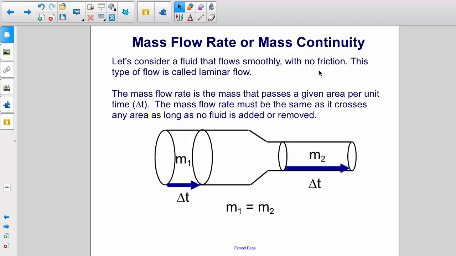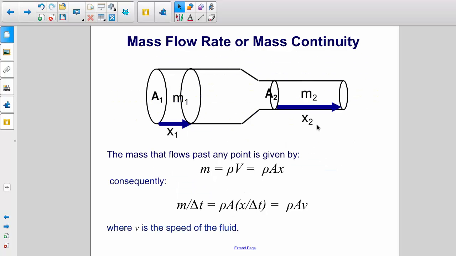or removed. So if we look at the diagram below, we see on the left a mass 1 crossing a larger cross-sectional area, and on the right we see mass 2 crossing a smaller cross-sectional area. We know that since nothing can be added or removed, these two masses must be the same.